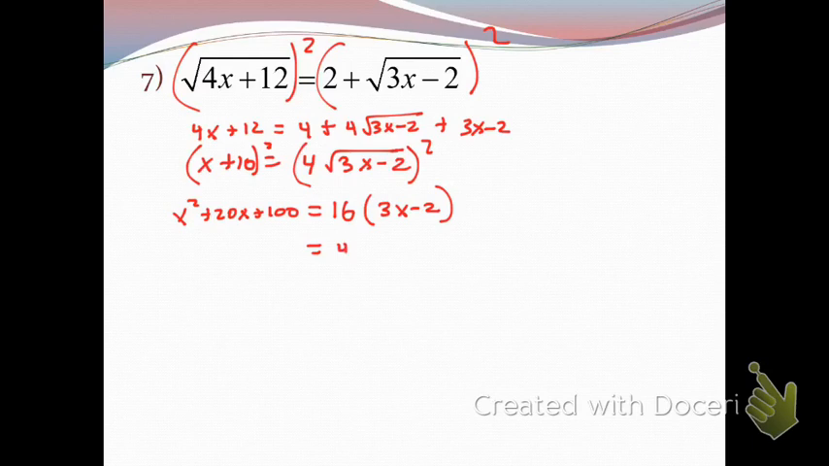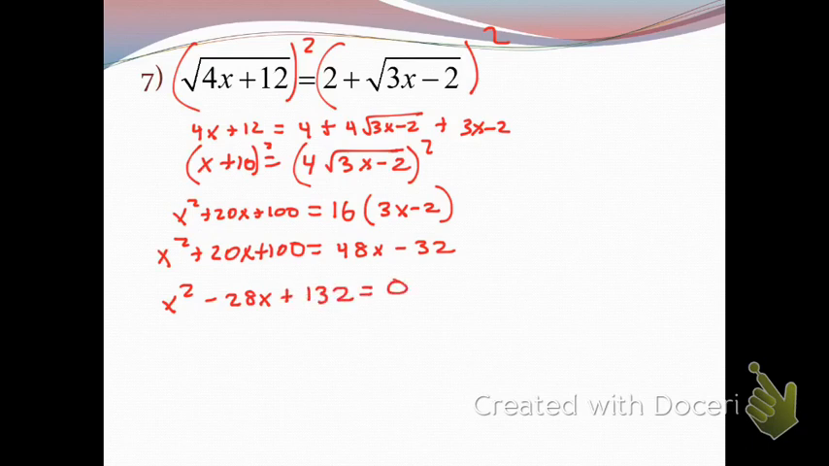So that gives me what? 48x minus 32. And then my left-hand side stays the same. Let's get everything equal. Let's get the quadratic equal to 0, so it becomes x squared minus 28x plus 132. Hold me accountable with my arithmetic.